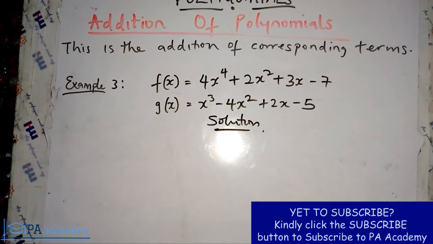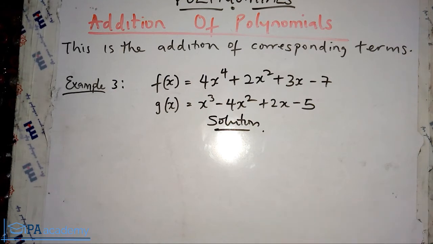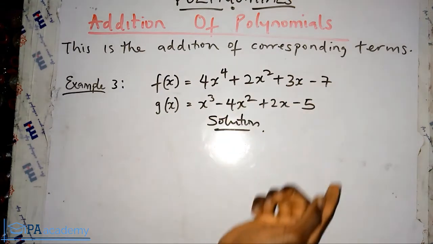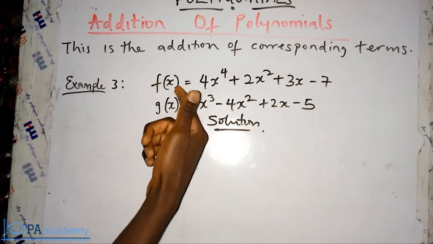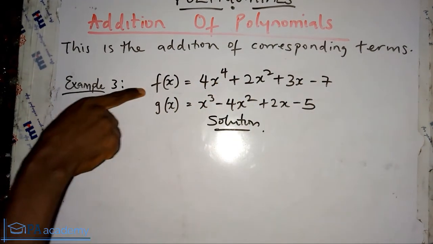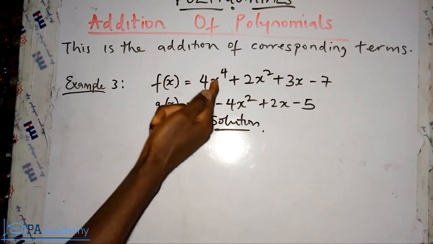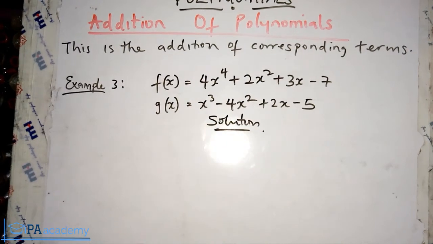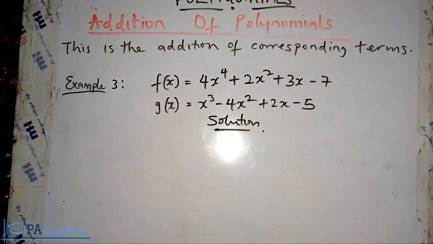Now, if you remember in part 1, towards the end, I said there are some things you should note: not all the terms are necessarily present. Sometimes you might have a polynomial whereby some terms are not there. If you look at this f of x, from 4x raised to power 4, there's nothing for raised to power 3. So if you're having something like this, don't let it confuse you. It's still very easy to do.